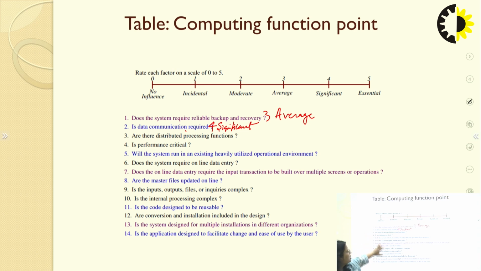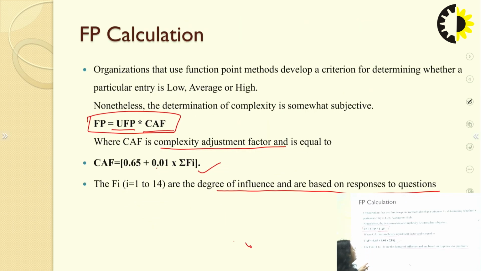Based on the answers provided by the customer, we rate these questions from 1 to 14, and after that we sum all these ratings and find the value of summation Fi. And based on this formula, we calculate the CAF. Okay, understand? It is clear how we can calculate the CAF.